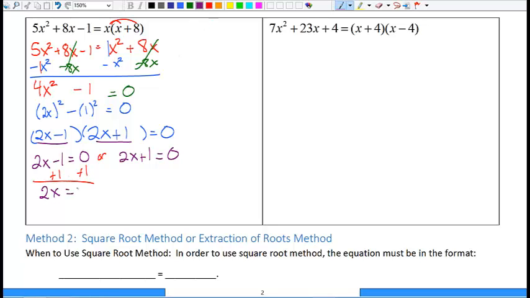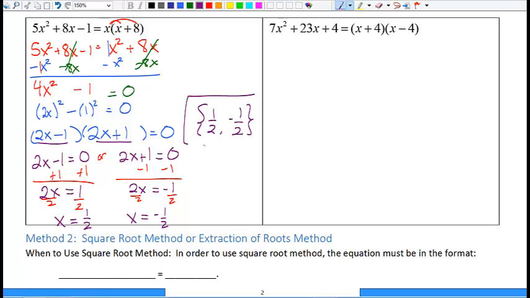So that gets me 2x equals 1. Divide both sides by 2. And I get x is equal to 1/2. On the other side, I subtract 1. 2x equals negative 1. Divide both sides by 2 again. And I'm getting x is equal to negative 1/2. So my solutions are 1/2 and negative 1/2.